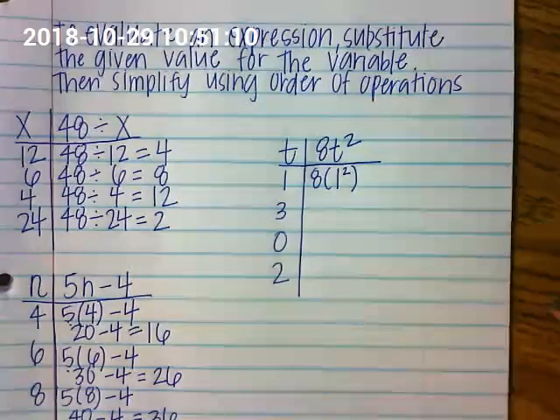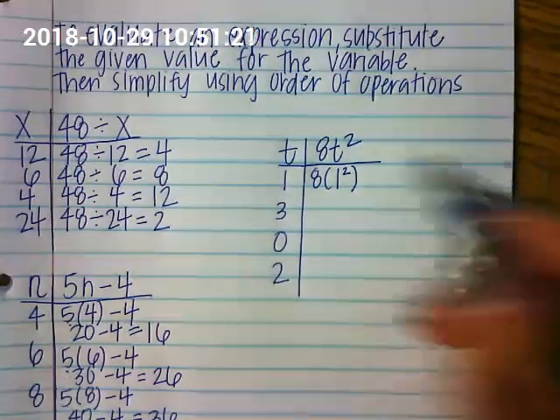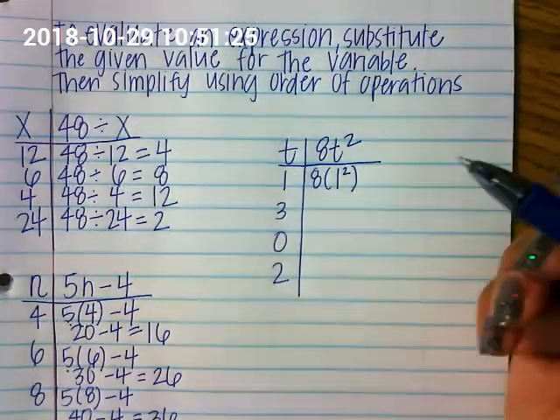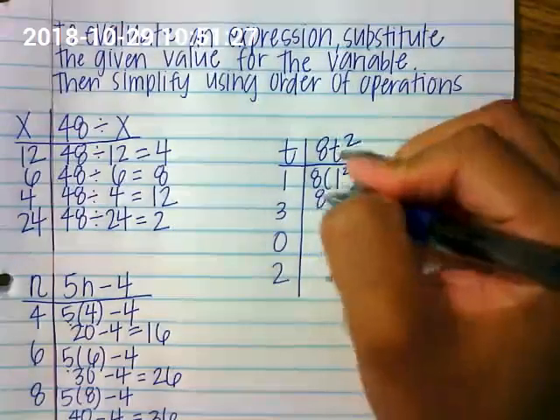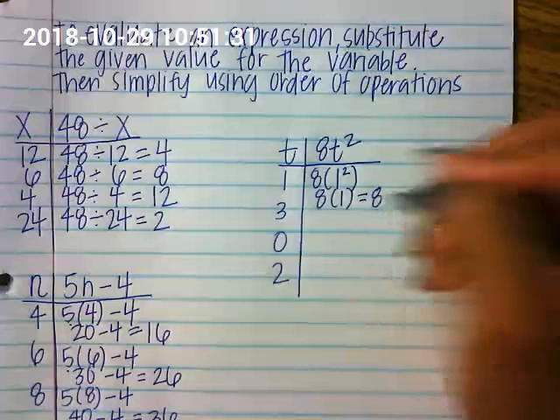So we have 8 times, are we squaring the 8 or are we squaring the 1? Only the 1, right? So 1 squared is what? 1, because 1 times 1 is 1. So 8 times 1 is 8.